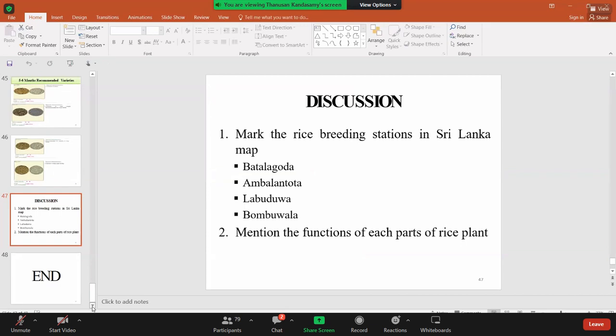For the research institute, mention the function of each rice plant, each part of the rice plant. You want to write these things in your discussion part.